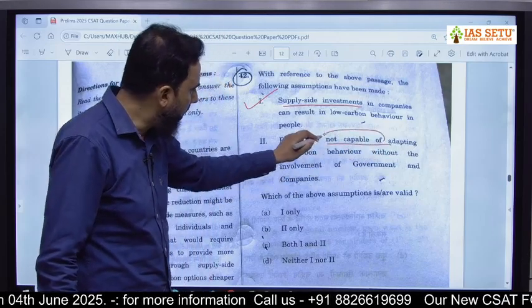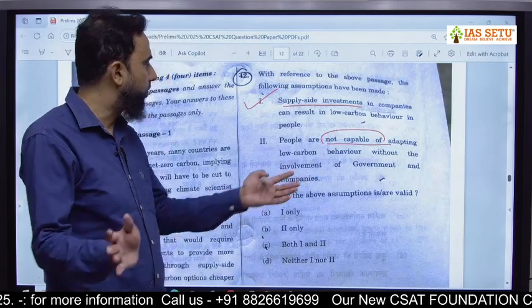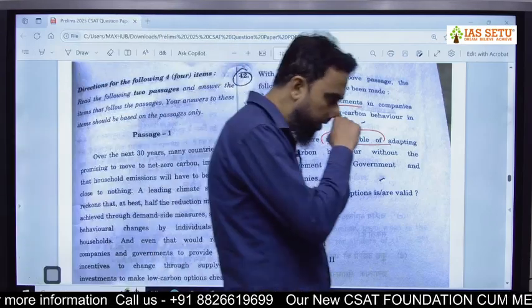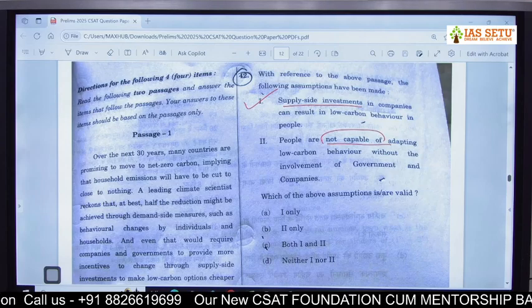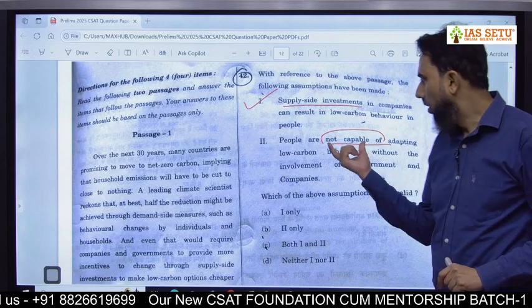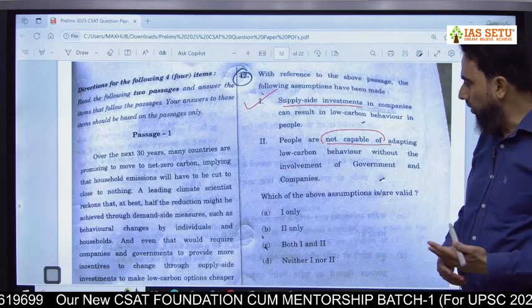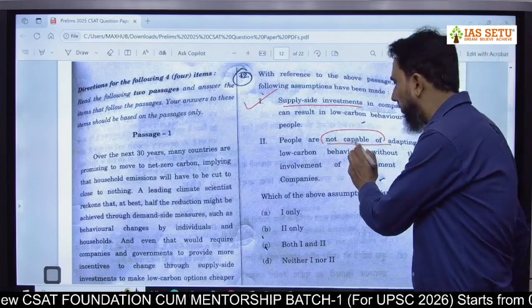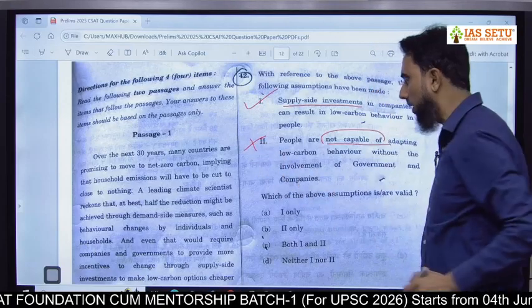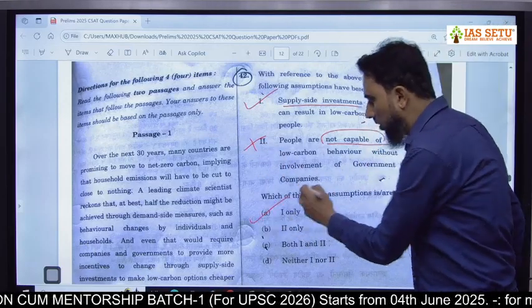People are not doing it, and people are not capable of it, are two different things. Not capable of means they don't have the capability, whereas people not adopting means simply overlooking or omitting something, though they may be capable. Because of this terminology, this second statement is incorrect. You don't have support for this. First statement, option A, should be chosen.